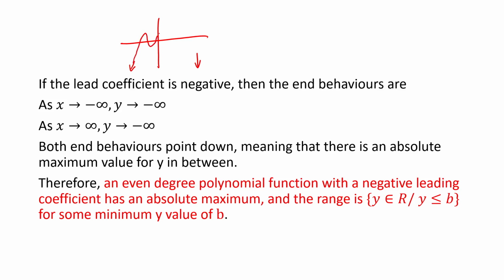Well, in between those end behaviors, the curve might go up and down and have different turning points, but both of the end behaviors point down. Somewhere there's going to be a maximum possible value for y, and we call that an absolute maximum value for y. And when you have an absolute maximum value, that means the range is the set of all y element of the reals such that y is less than or equal to b for some maximum y value of b. This word here should say maximum. Okay.